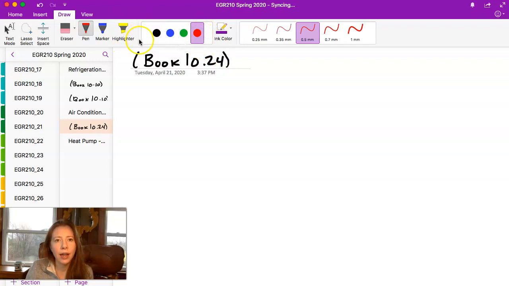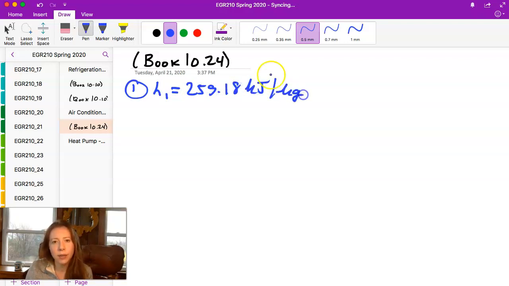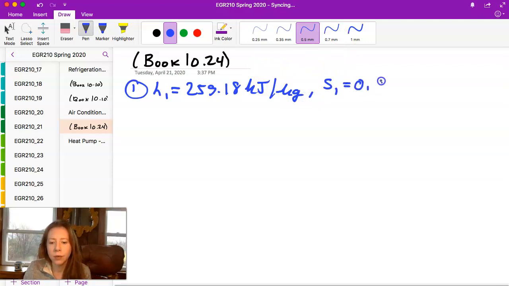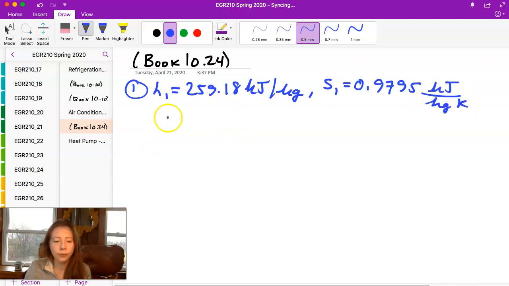All right, so starting at state 1. h1 is going to be 259.18 kilojoules per kilogram. That's from table A-9. So for R22, with a pressure of 4 bar and a temperature of 10 degrees Celsius, and s1 is 0.9795 kilojoules per kilogram Kelvin.